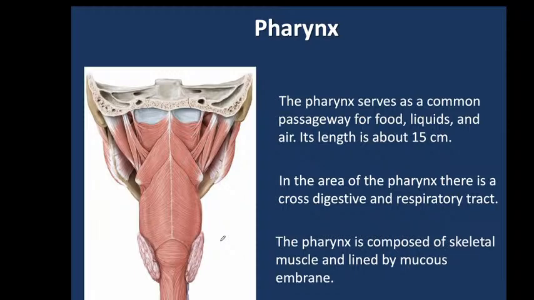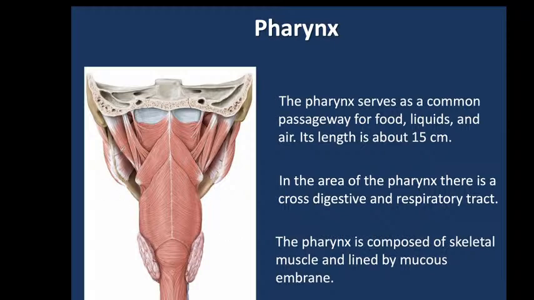Usually, in this area, we have crossing of the way of air inside of the lungs and the way of food inside of the esophagus and stomach. And pharynx serves as a passageway for all of this stuff, all of food and air.